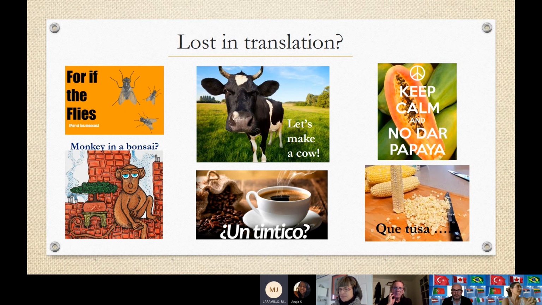So one of them is "for if the flies." We say in Colombia, "por si las moscas." This means just in case. And let's make a cow. That's interesting also for Anuj, because Indian cows are very famous. Yeah, and when we say let's make a cow, we are collecting money, let's say for your birthday, Daniel, and we say let's make a cow. Vamos a hacer una vaca, and this means we are going to collect. Everybody will put in whatever they can contribute towards one specific end, and we make the cow.